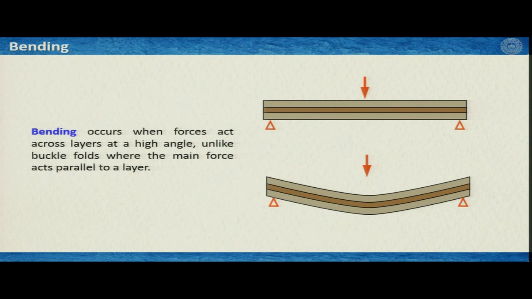Now, bending occurs when forces act across the layer at a high angle, unlike buckle folds, where we have seen that you need a layer-parallel force. Mechanically, you can figure out the configuration like this: these two points are hinged, that means these two points are fixed, these two little triangles, and if you apply a load, then it would bend like this, and this is a fold-like structure. If your fold is forming by this mechanism, then we call it a bending fold.